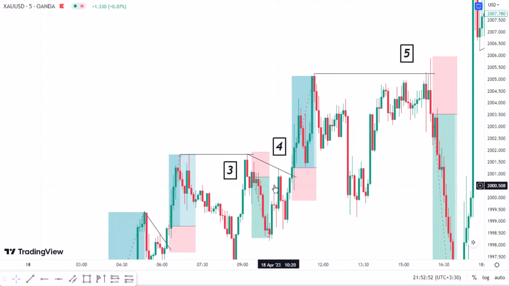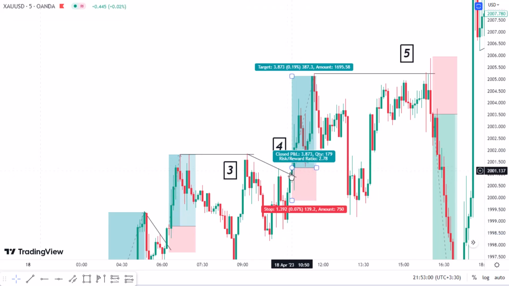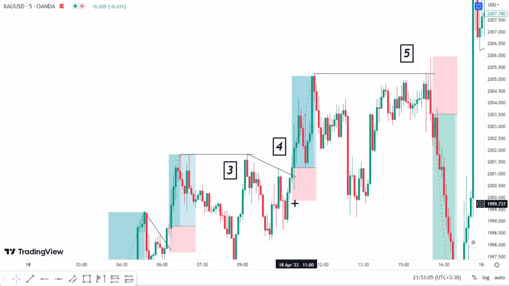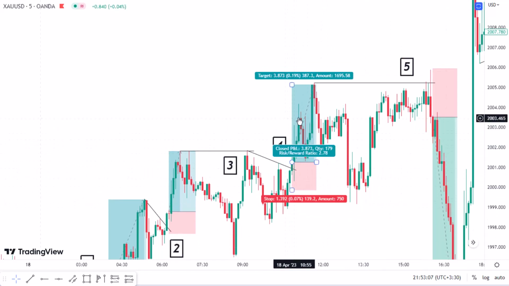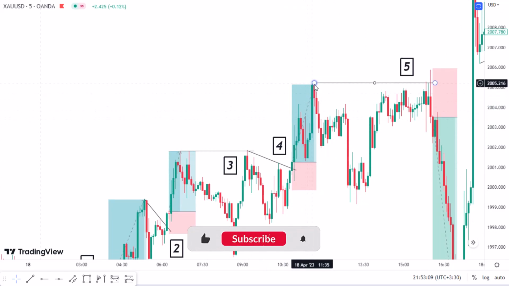On trade 4, let me clean it. On trade 4 we had this trend line with 2 touches on it. On the third time it was broken somewhere here, we had the chance to enter a buy position there, put our stop loss below this candle, and it gives us a reward of 2.8 somewhere here.